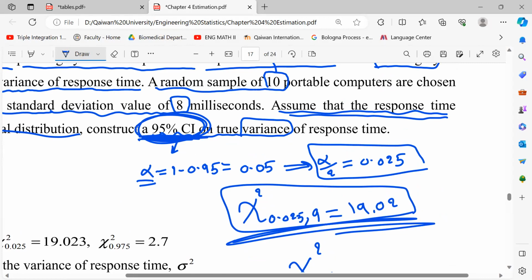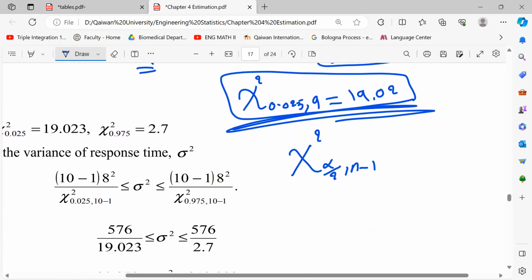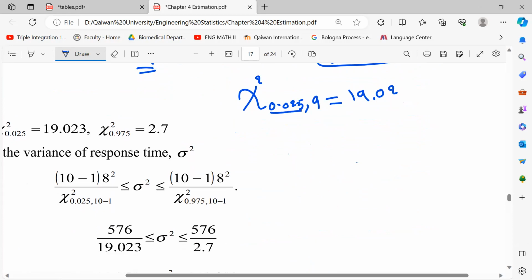95% means 0.95. Look, we use this in the table. We need to have two components in chi-square. Okay, alpha over 2 and n minus 1. We need to have both. Alpha over 2 is 0.025. That's it. And this is n minus 1.